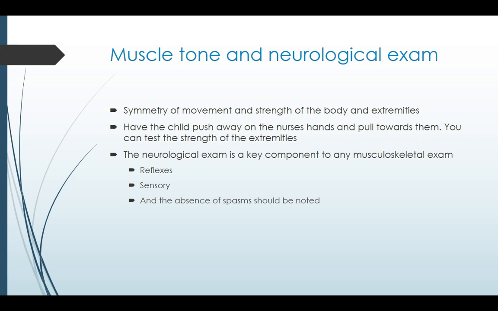Sensation: check for numbness or tingling in the extremities. Loss of sensation can indicate nerve damage. Skin temperature: monitor the temperature of the skin. It should be warm and not cool to the touch. Skin color: observe the color of the affected extremity. Compare and contrast the skin above and below.